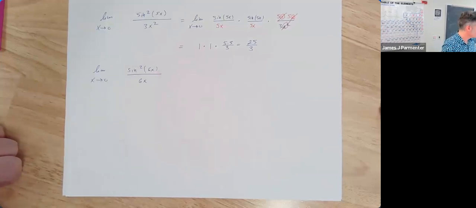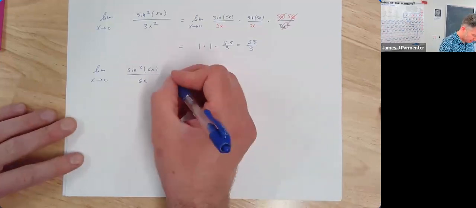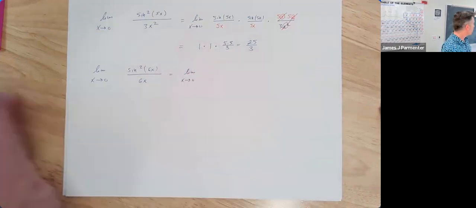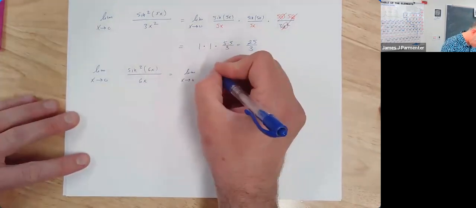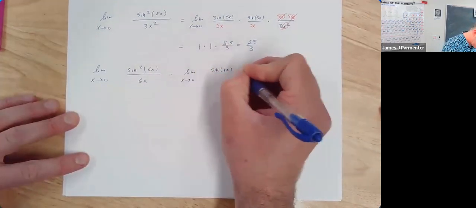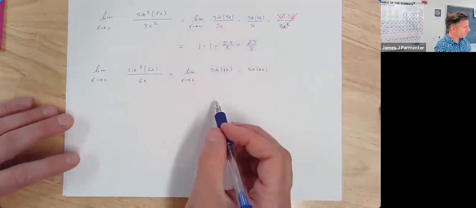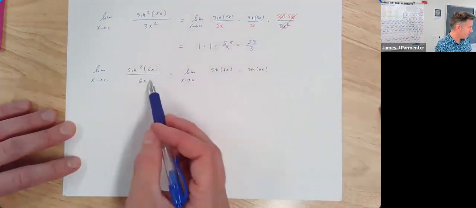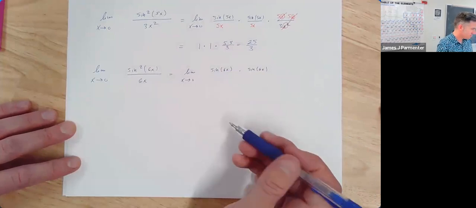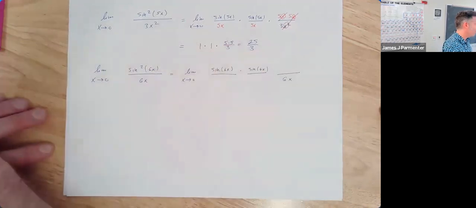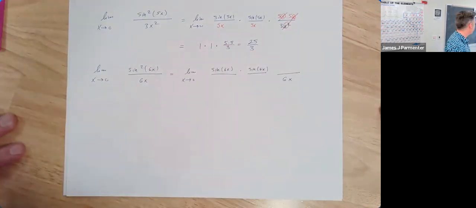Good question. So same idea. Limit as x goes to 0. I'm going to write sine of 6x times sine of 6x. If I wanted to, I could use the exact 6x I have right here and just put it underneath, but I feel like it's good to just use the same pattern.